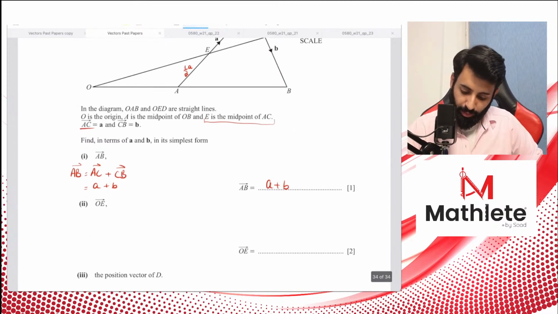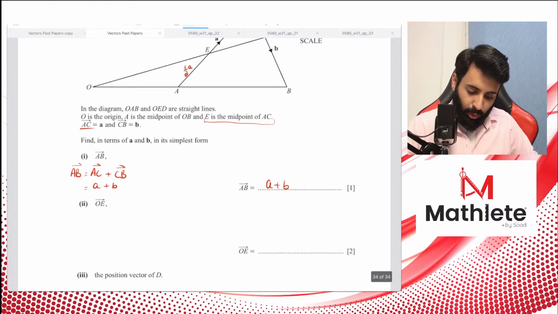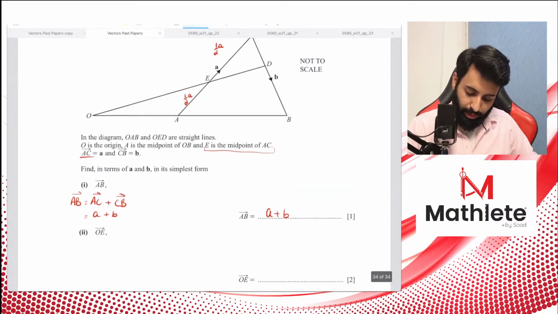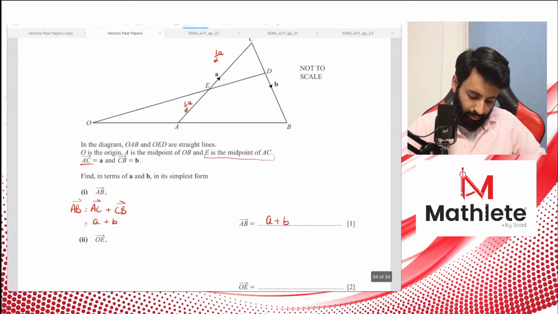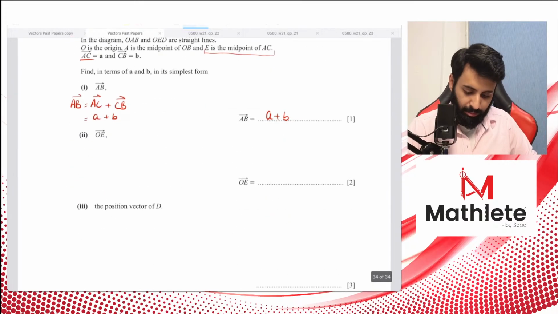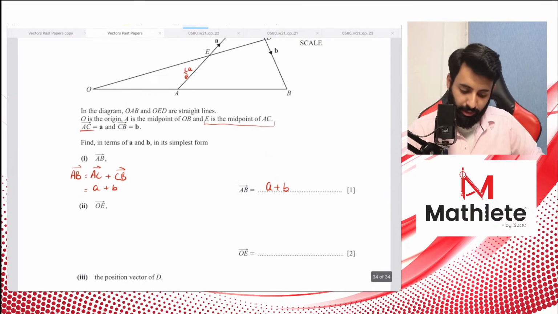That's your answer. Then comes part 2, which is OE. So how do we go from O to E? Let's see, how many marks is this? Always keep the marks in mind because that's going to tell you the amount of working that you need to do.